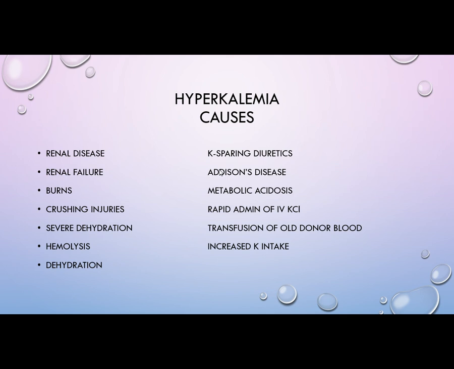You also have hemolysis and dehydration. The use of potassium-sparing diuretics, patients that have Addison's disease, patients with metabolic acidosis, any rapid administration of IV potassium, and that should not happen, correct? Transfusion that the patient receives when the donor blood is old can also lead to hyperkalemia because those cells are dying off and releasing their potassium, okay?